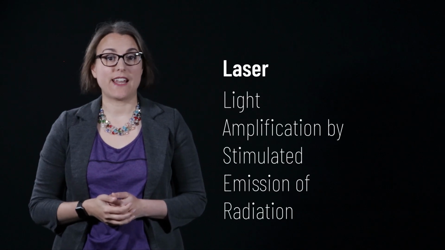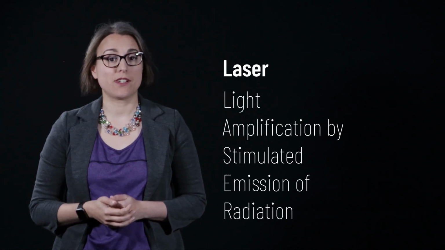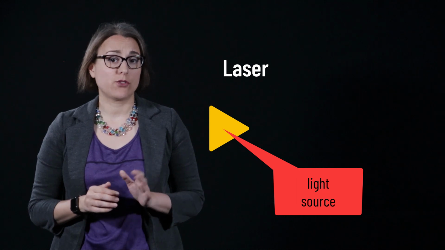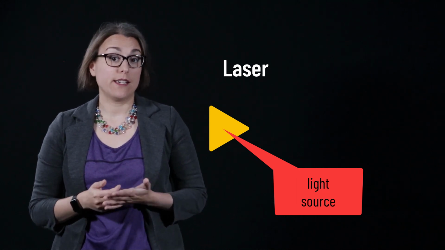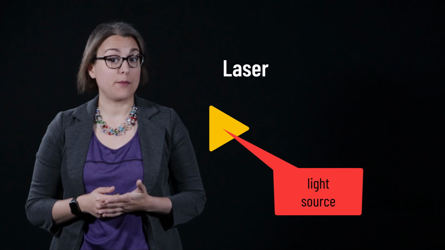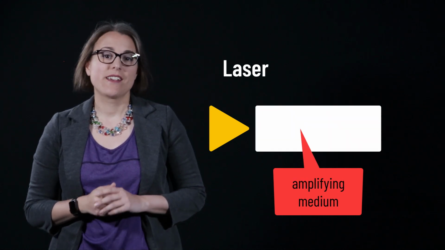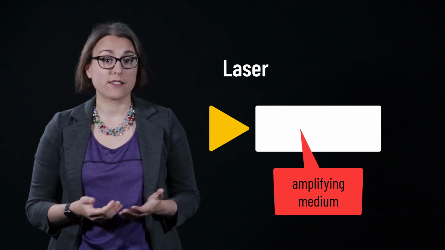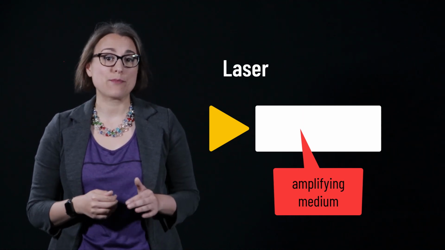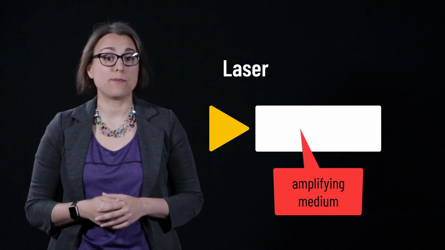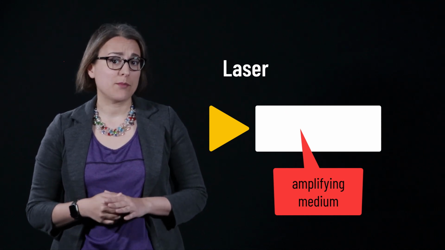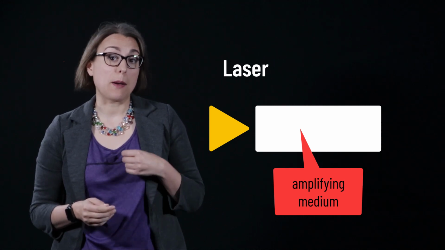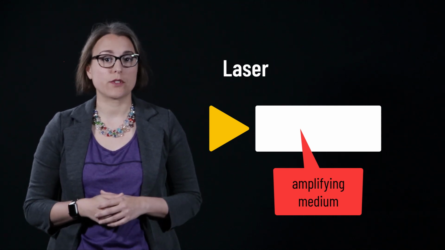The term laser is an acronym for light amplification by stimulated emission of radiation. A laser contains a light source to start the process. A laser pointer will likely contain a light-emitting diode as a light source. This light source shines into an amplifying medium. This can be a gas or even a solid material that amplifies light by means of stimulated emission. While this is a very complicated process, in general, it means that the material is capable of generating more light from the initial light source.